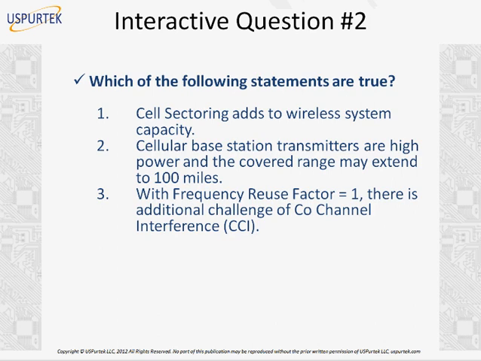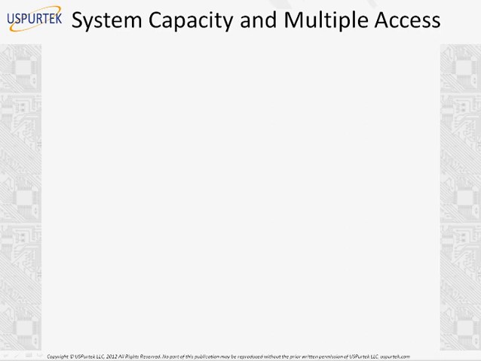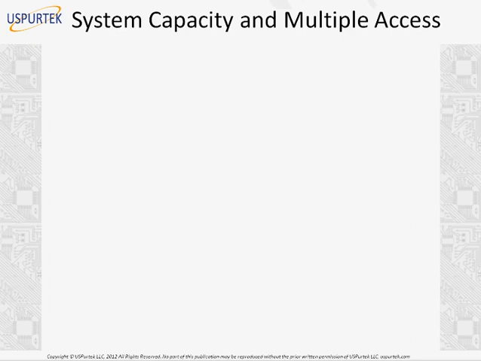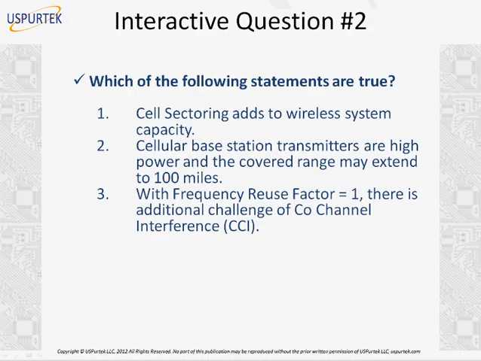Okay, very good. Some answers are coming. 1 is right. 3 is right. Base stations do not cover up to 100 miles. It's only the TV transmitters and radio transmitters which might go to that type of coverage, but cell base stations have a much lower range, maybe a few miles only, 6 miles, 8 miles, 5 miles, like that. Okay, very good, excellent. Let's move on to the next topic and see how the FFR works.